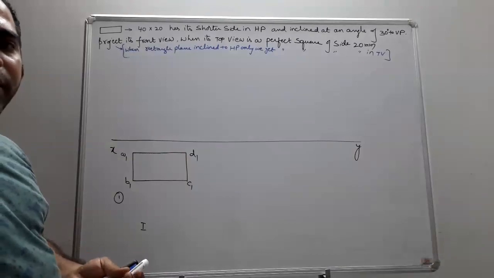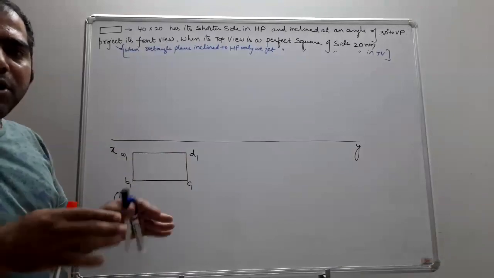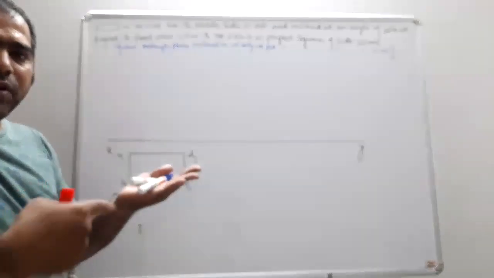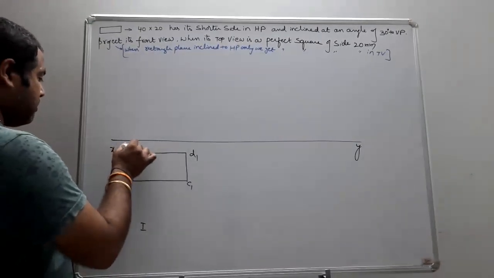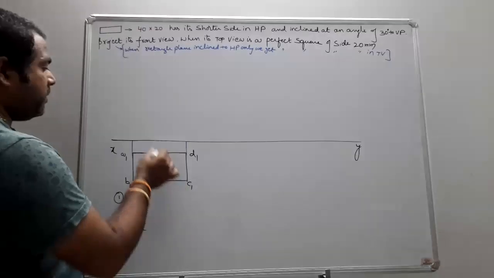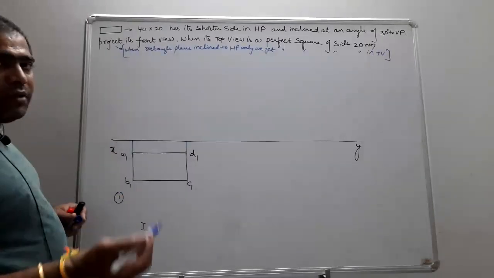So in general, how can we obtain it, sir? Here the plane is resting on HP, so the front view comes on XY. If you draw the vertical projectors from the top view, it should be obtained on XY. So what are the visible points, sir?